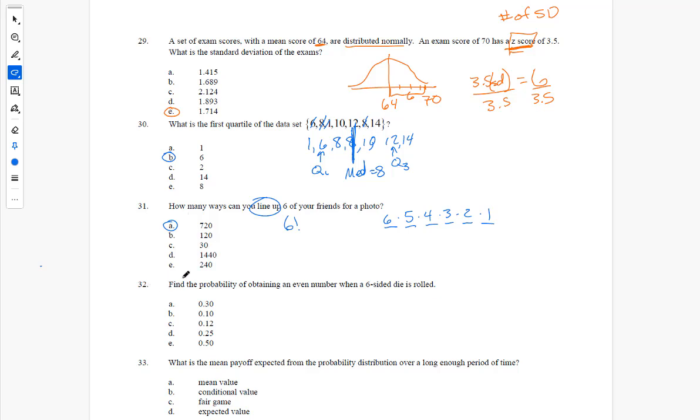So find the probability of obtaining an even number when a 6-sided die is rolled. So part over total, that's how we're going to do probability. So we have 6 options, and to get evens, that's a 2, a 4, or a 6. So there are 3 options out of 6. Well, that makes total sense. You have a 1/2 chance of getting evens, 50% probability of getting evens, 50% getting odds. Number 32 is E.